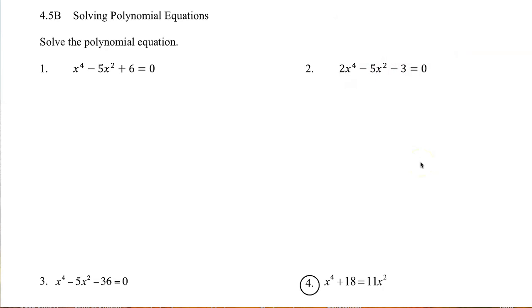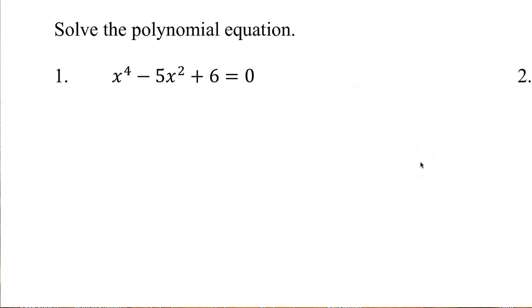For number 1, the first thing you should notice is, well, I guess there's a lot of things you could notice. It's already set equal to 0, so you could notice that. That's promising. We usually like things that are set equal to 0, so we could use the 0 product property. You can notice that there are 3 terms, so this is a trinomial. That's a good thing to notice. But the other thing that's the most unique that we haven't seen yet this year is these exponents. We have an x to the 4th and an x squared in the middle there.